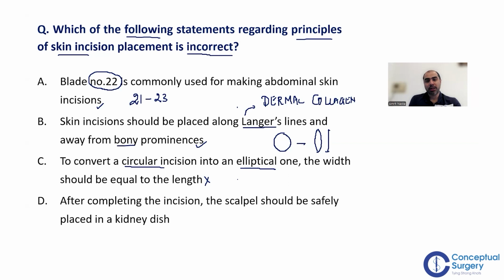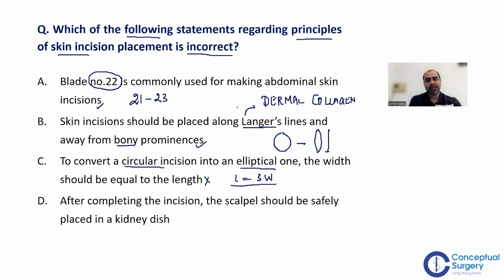In principle, the length should be 3 times the width. Okay, so if the question comes, this will be the correct answer. The length should be 3 times the width. If the width is 1 centimeter, length should be 3 centimeters.